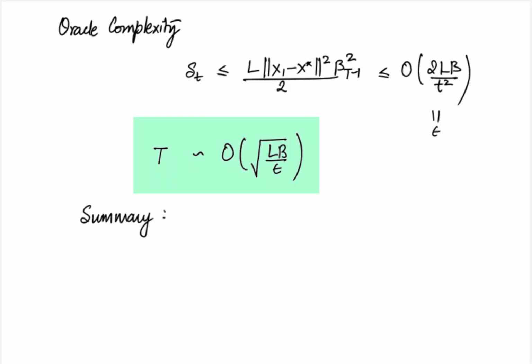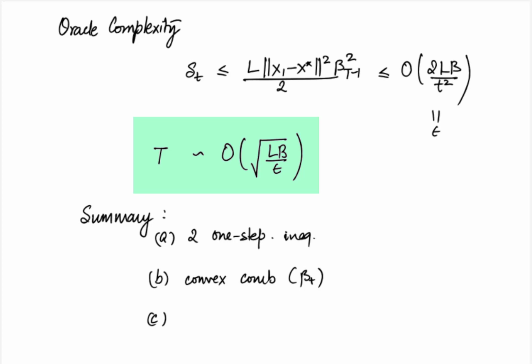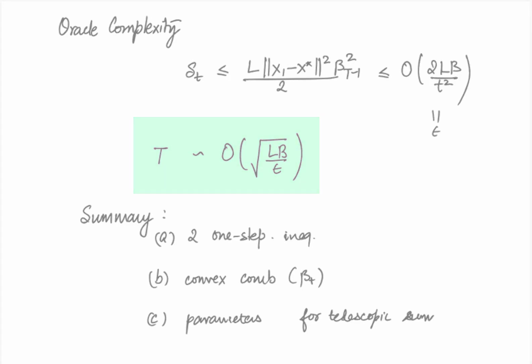In summary, this proof was relatively simple and involved writing down two one-step inequalities, then taking their convex combination using some unspecified parameters, and finally adjusting the parameters so as to ensure that the telescopic sum is viable. So that is all for this video. In the next video, we will look at the strongly convex case, for which we will try to obtain a contraction based instead of a telescopic sum based bound.